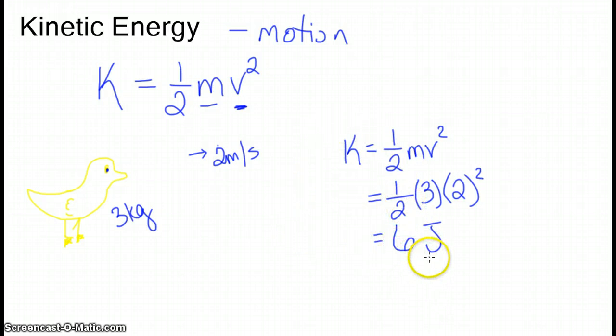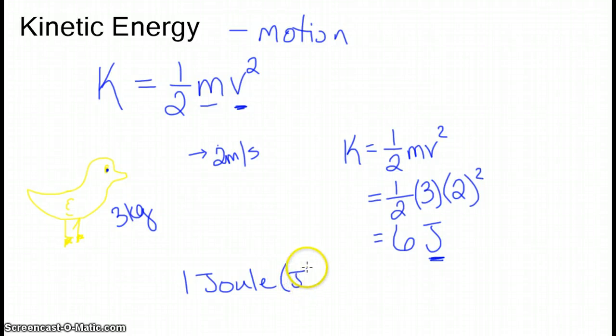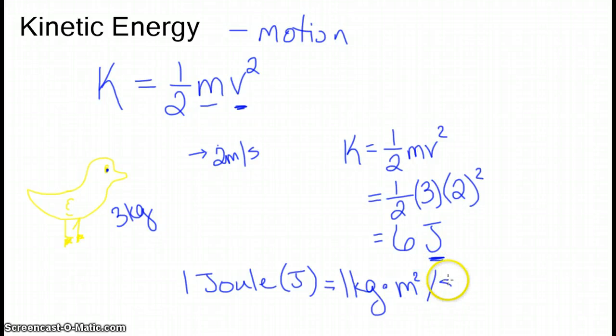Now, a joule is a measure of energy. So 1 joule, which is abbreviated as a capital J since it is a person's name, is 1 kilogram times meter squared per second squared. Now, 1 joule is approximately the energy that it would take to lift a soda can from your desk to your mouth. Just a typical 12-ounce soda can.